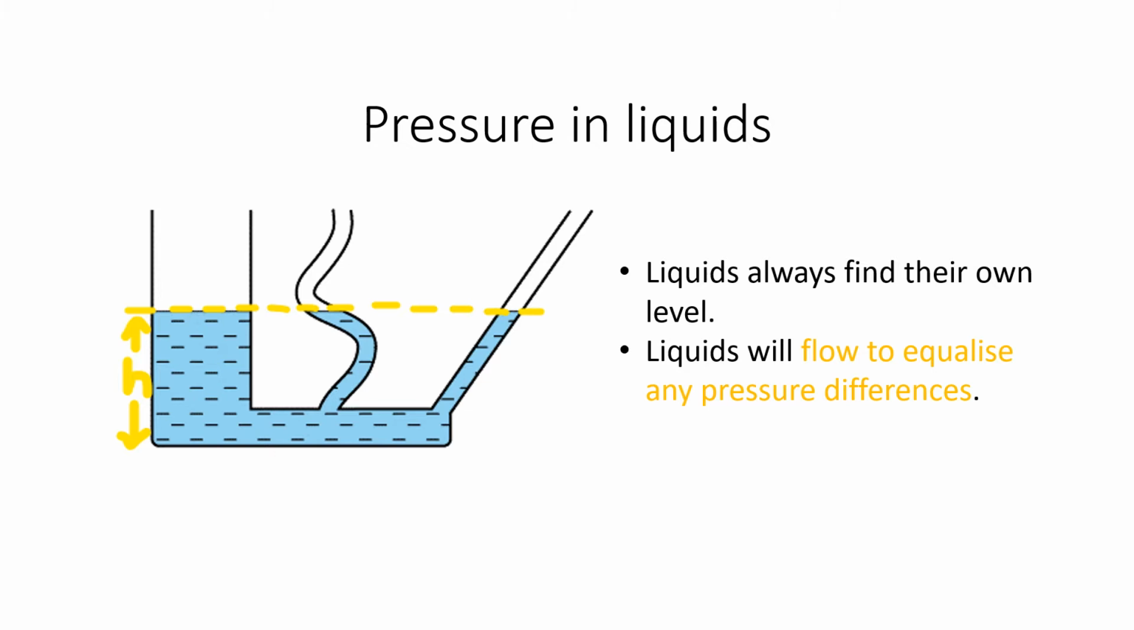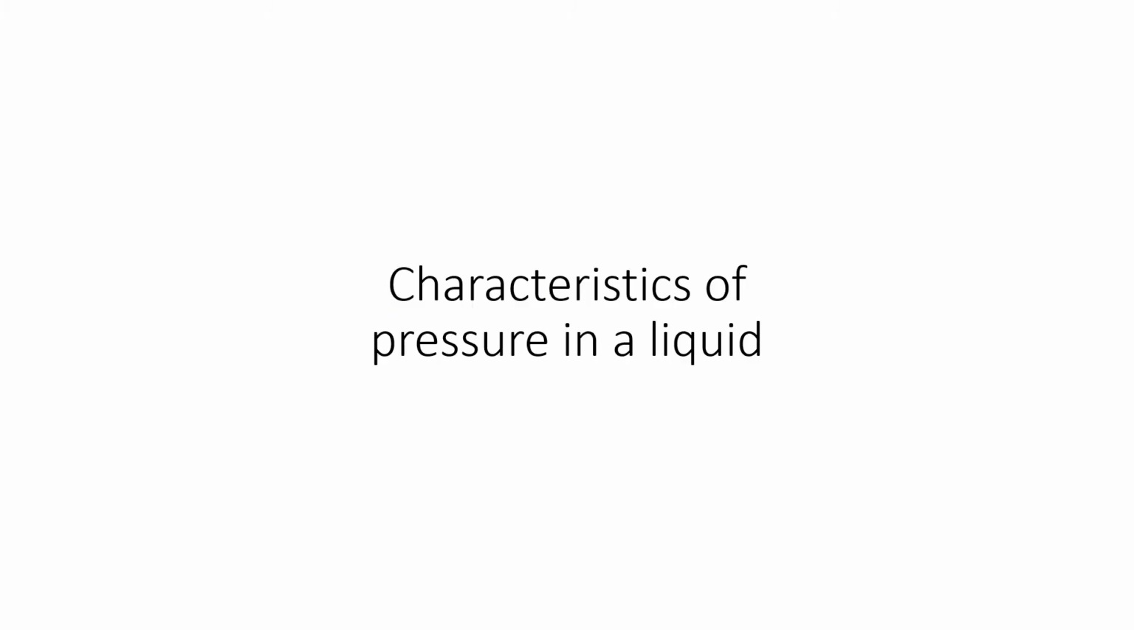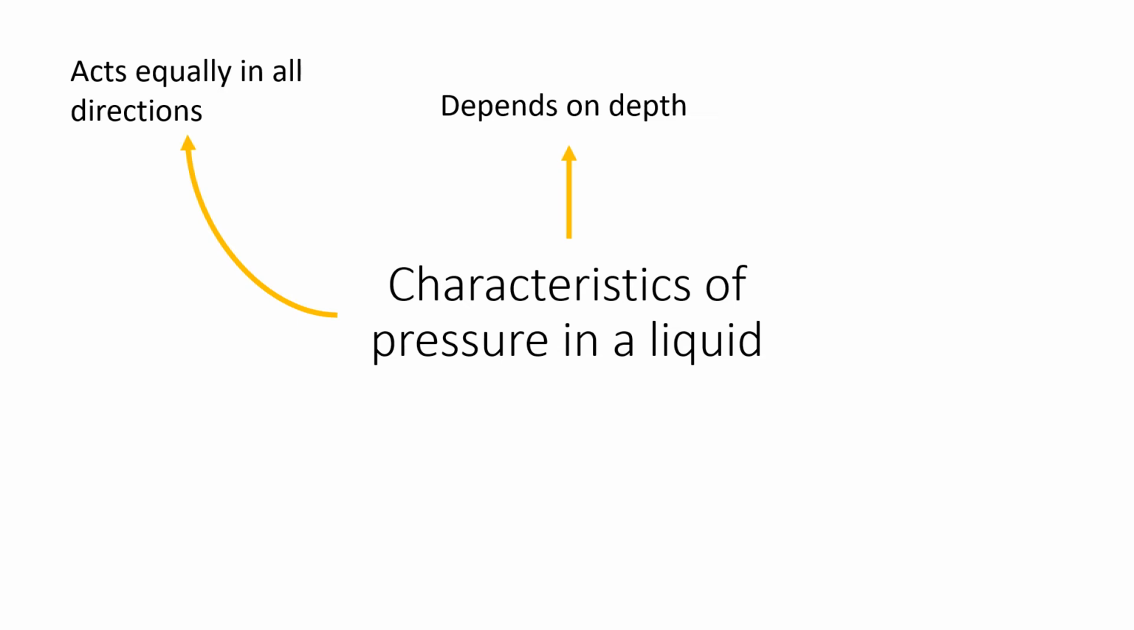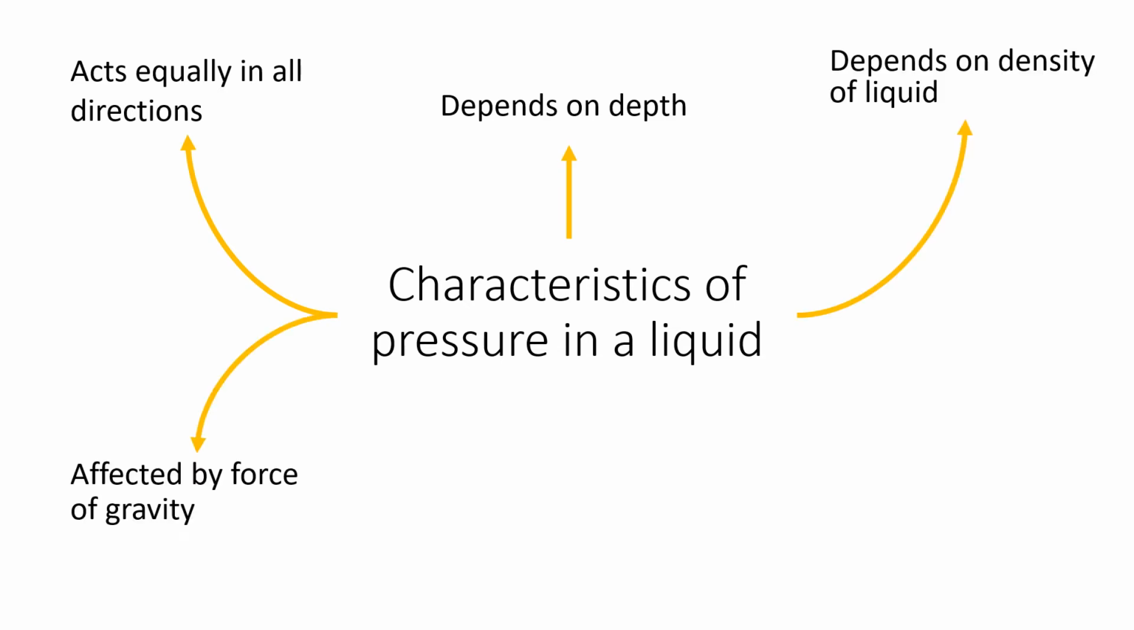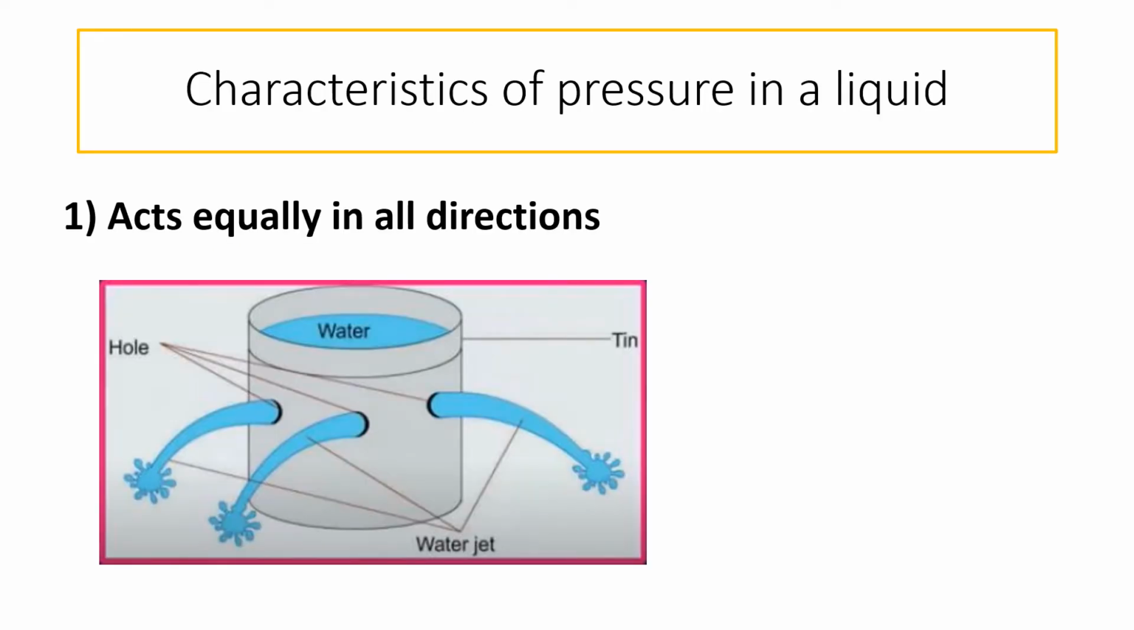To understand the factors affecting pressure in liquids, first, we must know the characteristics of pressure in a liquid. First, pressure in a liquid acts equally in all directions. It depends on depth and density of liquid, and is affected by force of gravity. However, pressure in a liquid does not depend on surface area. Now, let's look into these 5 characteristics of pressure in a liquid.